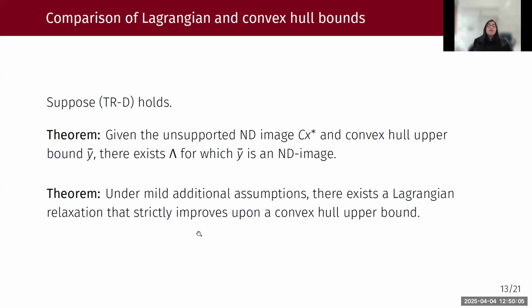Okay, so if that result holds, then we show two things. First, given any convex hull bound, I can also find a Lagrangian relaxation. I can find a lambda that gives me the same bound. So the Lagrangian relaxations, if I look at all possible relaxations, they perform no worse than the convex hull bound. And under some additional assumptions on things like boundedness, we can show that there exists a Lagrangian relaxation that strictly improves upon a convex hull upper bound.